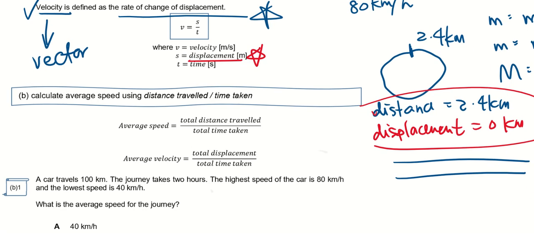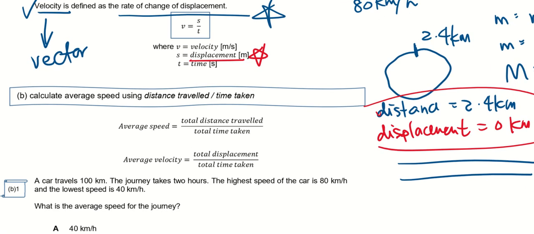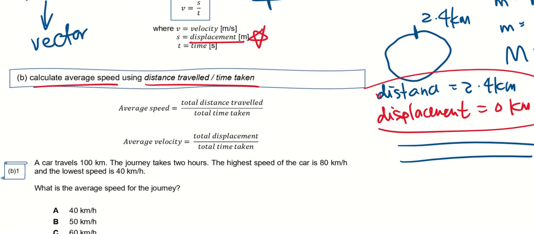Okay, next success criteria: calculate average speed using distance traveled over time taken. So this is average speed, total distance over time taken. There's also average velocity, which is total displacement over total time taken. So again, there might be a difference if they are not traveling in one direction.